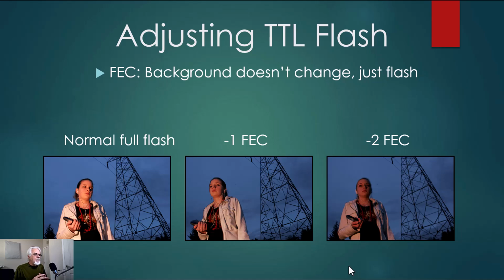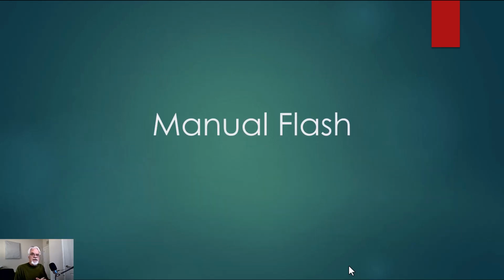So on the left side, we have a normal full flash. Then on the right side, we have a -1 FEC. So she's a little bit darker. Then on the right, a -2 FEC, and she's pretty dark. But the background hasn't changed, and that is key. So there's the difference between EC and FEC.